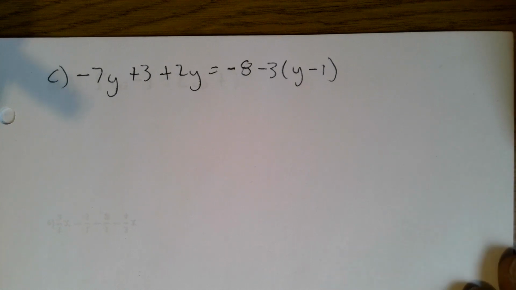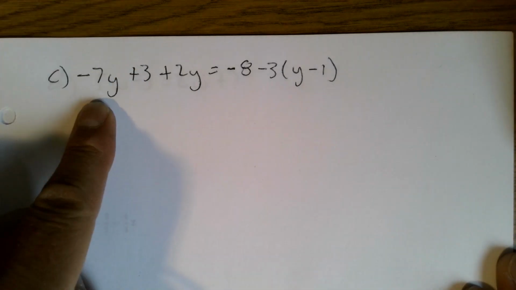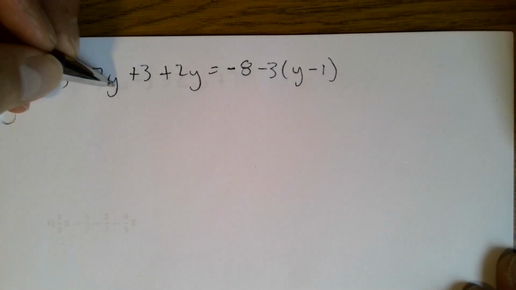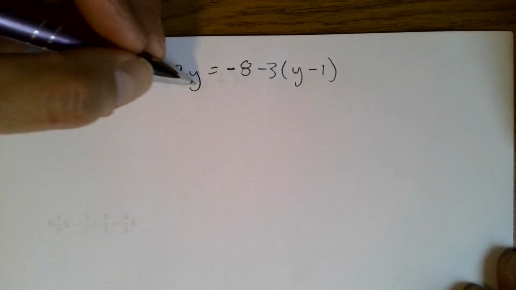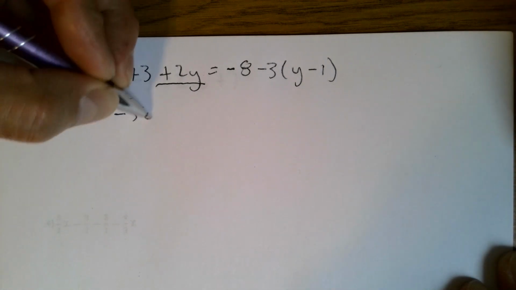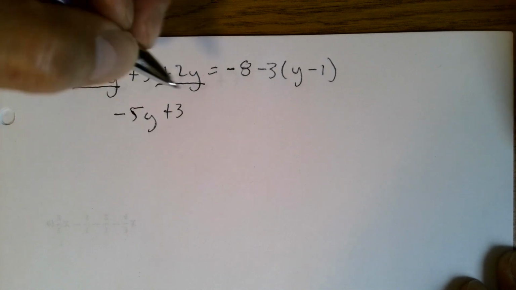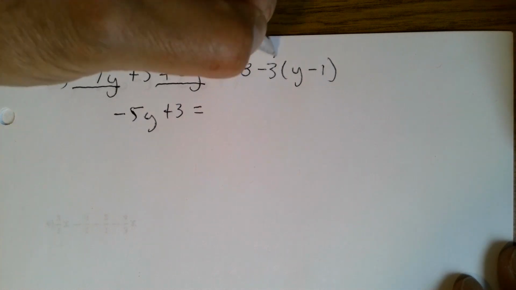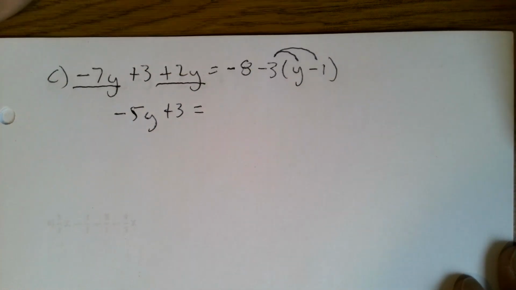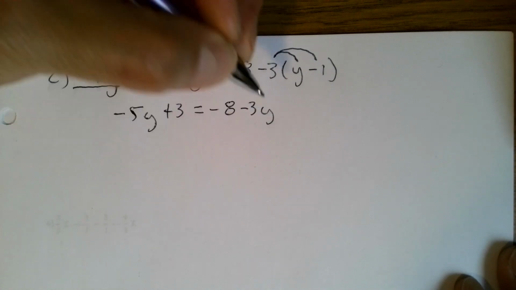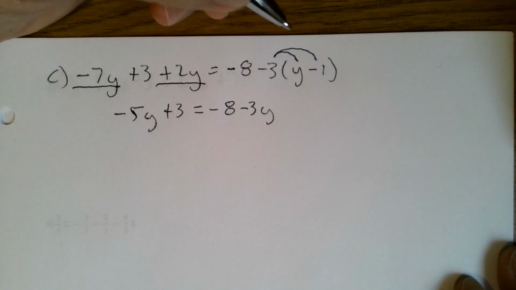So first thing we want to do on the left is we've got y's here and we've got y's there. You remember in the polynomials unit we would give those the same shape. In this case I'm going to underline both of them. Negative 7y plus 2y is going to be negative 5y, and the 3 is still just a 3. And now over here we're going to want to multiply this negative 3 into the brackets. So I'll get negative 8 minus 3y. Negative 3 times negative 1 is plus 3.